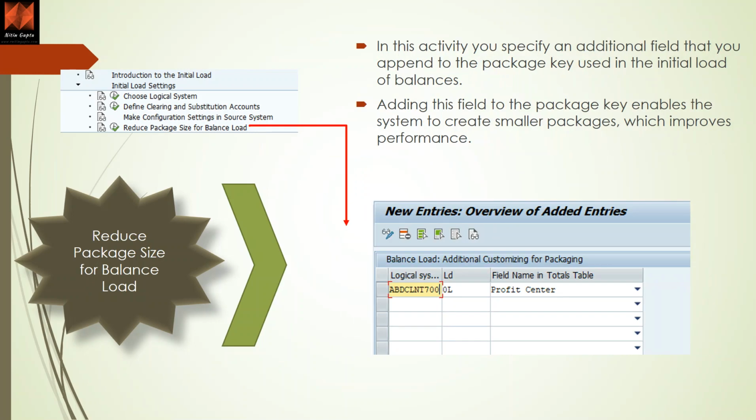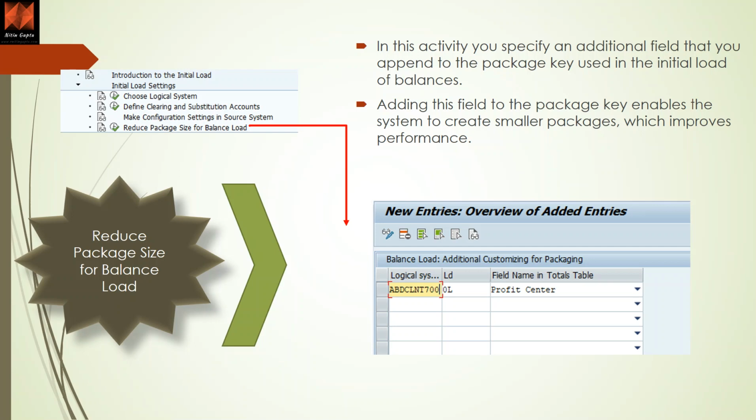And the last part for this configuration in initial load settings is reducing the package size for balance load. So what happens is when SAP runs the initial load, it bundles the documents in the source system into different packages. And the package size depends on the criteria, it is automatically driven. In one package there might be 100 documents, in another package there might be 400 documents, and that's automatically built by SAP. So you may need to filter those or reduce the size of the package, because if the package fails or an error comes in a document, you need a long time to reprocess the package.